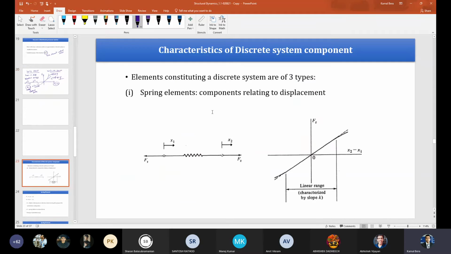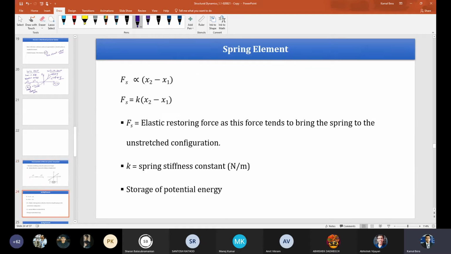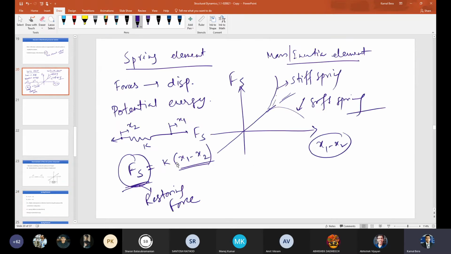So this is the spring element. Elements constituting a discrete system are of three types. The spring element is the component relating to displacement. This is the linear range basically. You have to keep in mind that all our study will be based on small deformation theory, small motion about the equilibrium position, not large deformation, because in the case of large deformation the system can behave in a non-linear manner. This is the elastic restraining force, as this force tends to bring the spring to the unstressed configuration. So now tell me, what is the unit of this k?